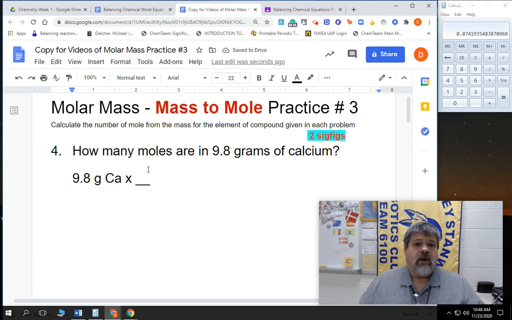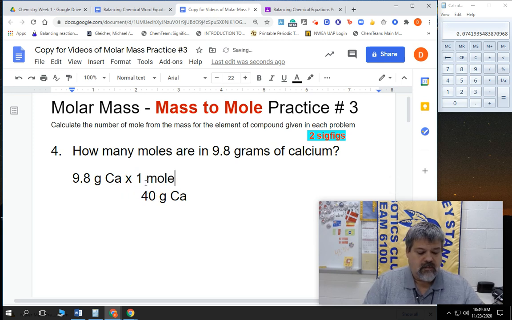Now again, I always like to start off with what goes on bottom. So we have it in grams, so we have to put grams on the bottom. We're just going to move over till we get to the bottom over here, and we're going to put in the molar mass in grams of 1 mole of calcium. So we looked at our periodic table, the atomic weight was 40, so we're going to put in 40 grams of calcium. And on the top, that equals how many moles? Well, it equals 1 mole of calcium. And then again, we need to make sure that we underline that.